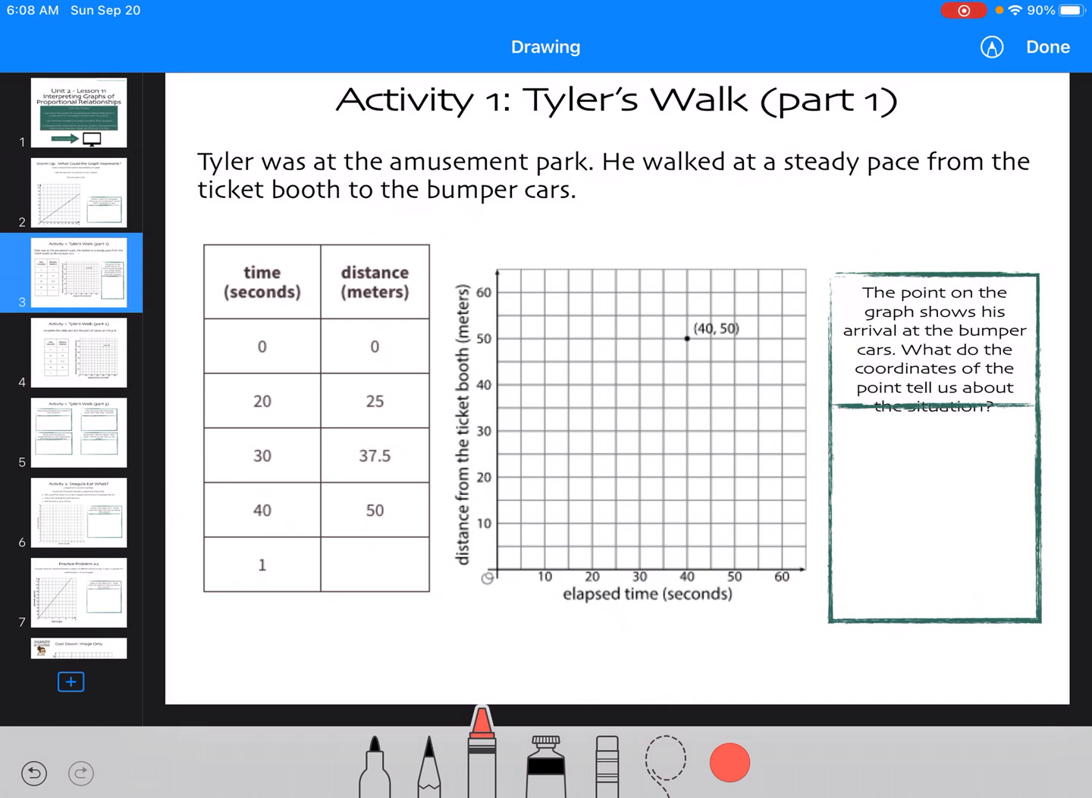All right, Tyler was at an amusement park. He walked at a steady pace from the ticket booth to the bumper cars. So he started at 0, 0. Then in 20 seconds, he was 25 feet. So 20 seconds. Then at 30 seconds, he was 37.5. That one's a hard one to graph because it's between. But 40 to 50 isn't. Okay, so they want to know what 1 is.